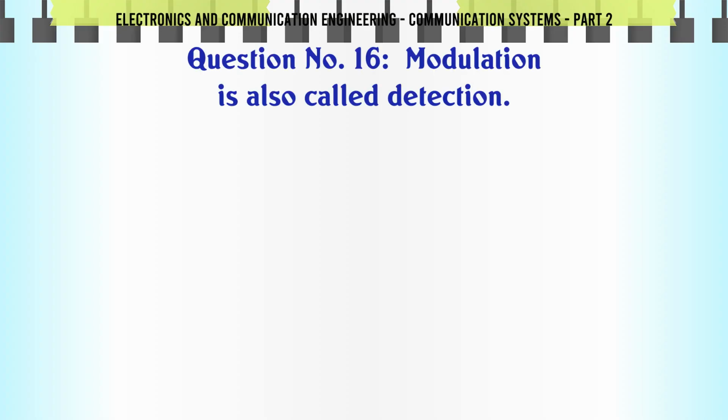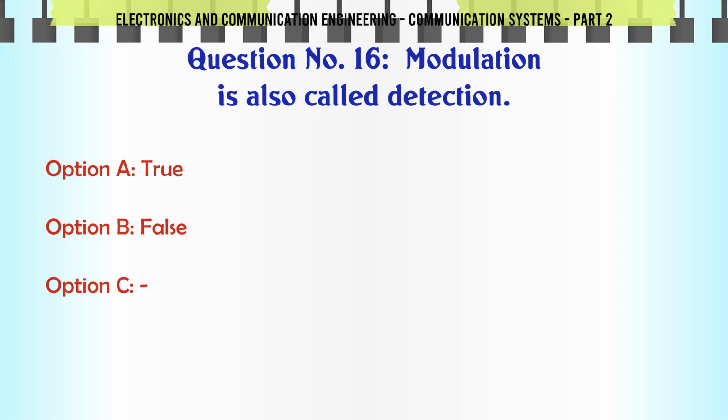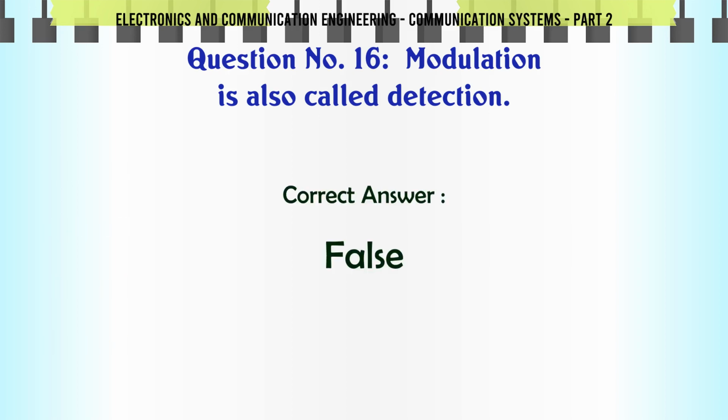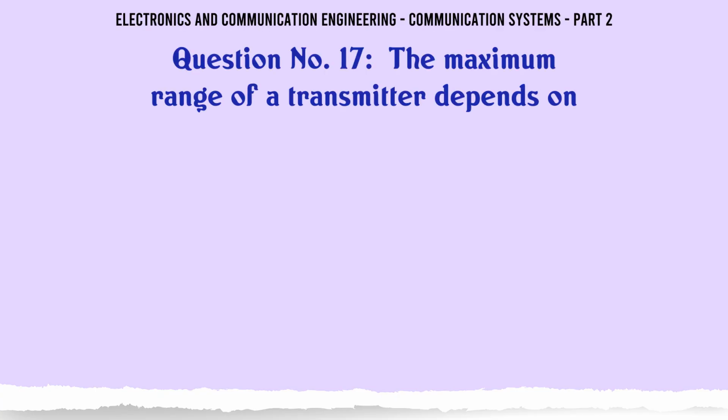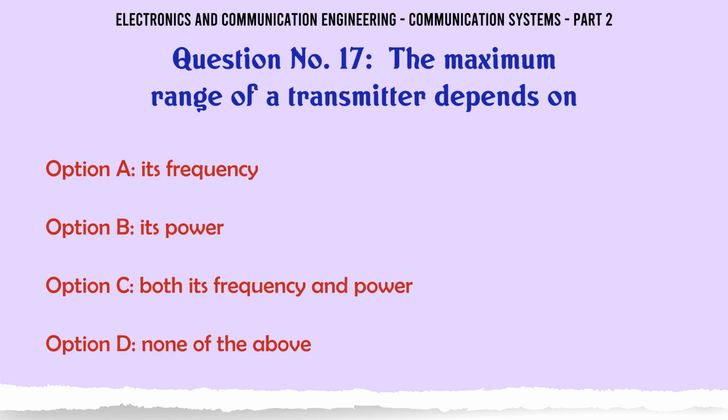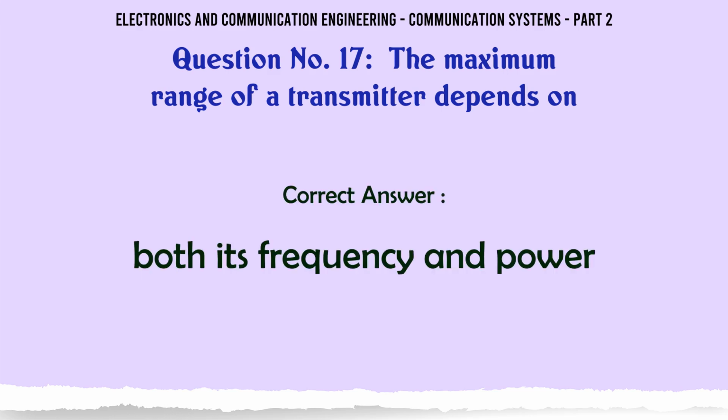Modulation is also called detection. A. True, B. False. The correct answer is false. The maximum range of a transmitter depends on: A. Its frequency, B. Its power, C. Both its frequency and power, D. None of the above. The correct answer is both its frequency and power.